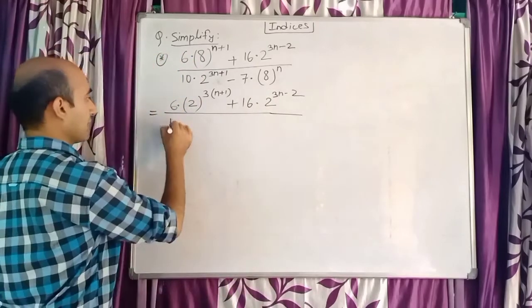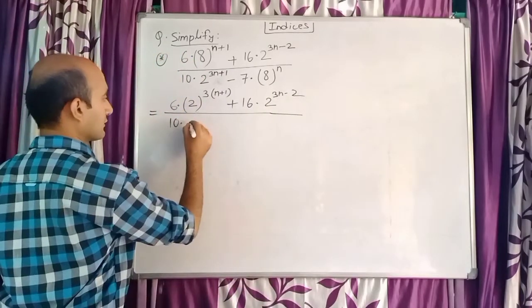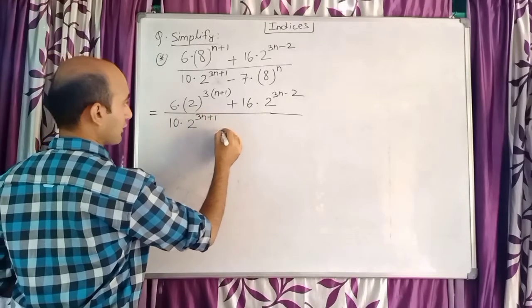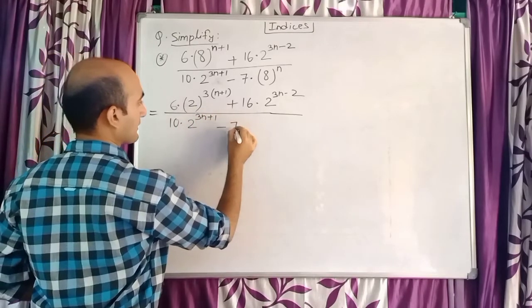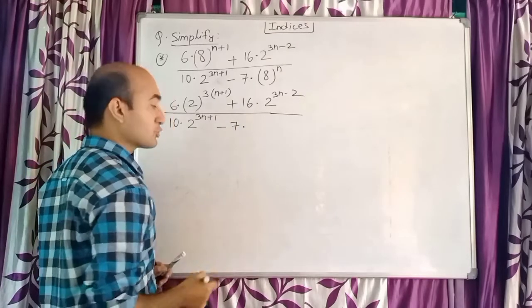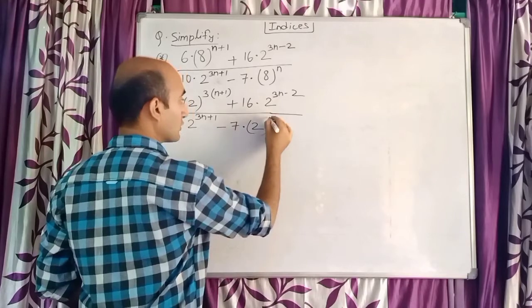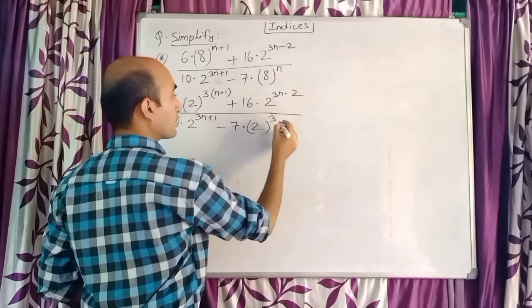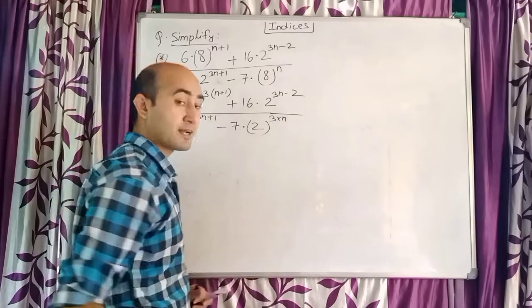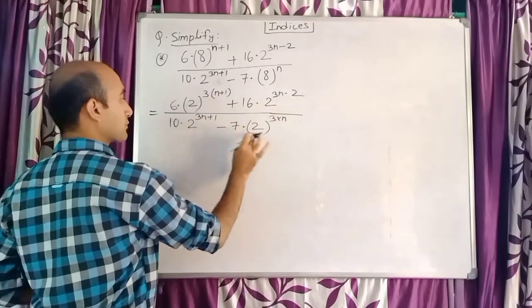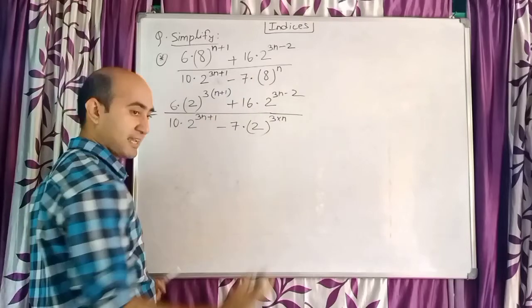Now 10 dot, here also 2 cannot be simplified, write the same. Later on one more step will come up. 7 dot 8 you write as 2 cube because 8 is the cube of 2. So 2 cube, but here we have the power n. Okay, now all these base numbers have become 2, and they have the power n.